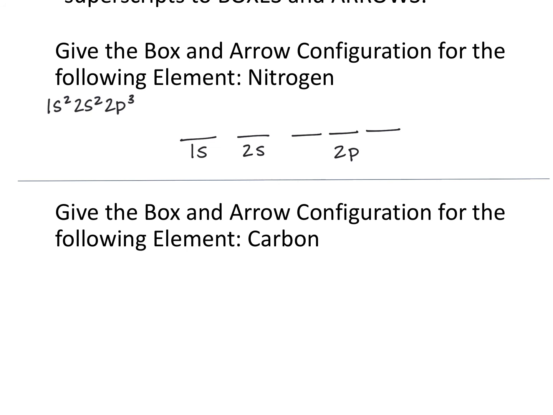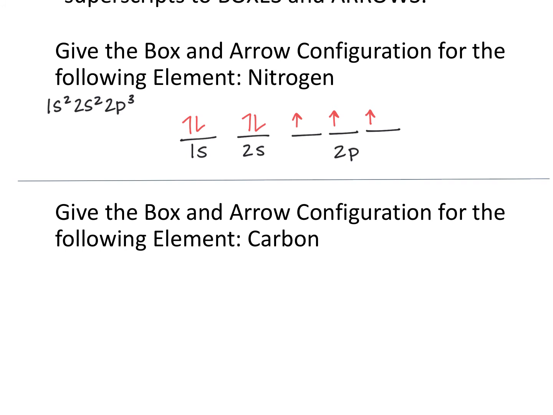I start at my 1s. In this case, 1s2 is full, so I give 2 arrows. I go to 2s2, 2s2 is full, so I have 2 arrows, but 2p3 is not full. This is where I need to follow Hund's rule. So I'm going to do 3 up arrows before doing any down arrows. And then I'm done. Why don't you try carbon on your own, and then we will go over it together.